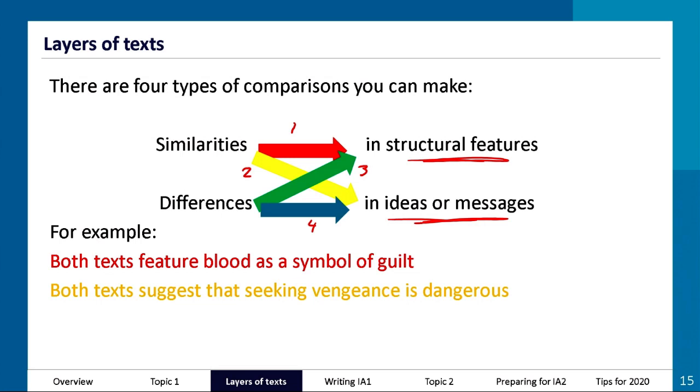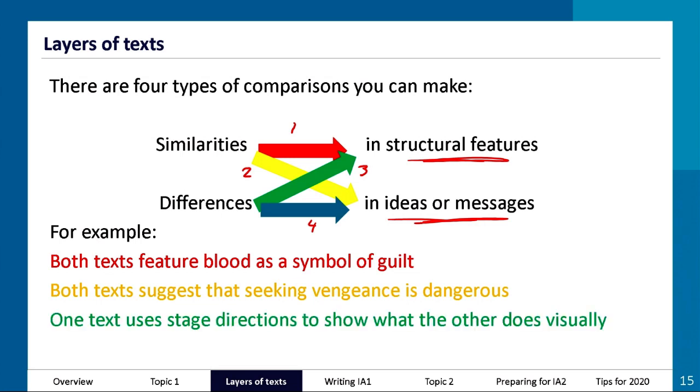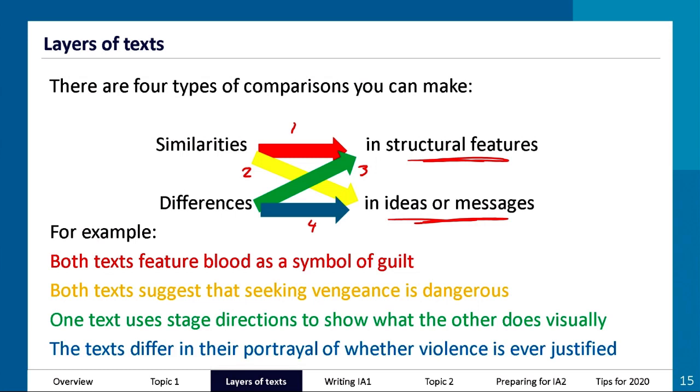Then we have similarities in ideas or messages. So this is like a similar theme or a views and values concern. Both texts suggest that seeking vengeance is dangerous. Okay, that's a message that's consistent across 2 texts. Then we have differences in structural features. So one text uses stage directions, because it's a play, to show what the other one does visually, because it's a film or a documentary or a performance. Finally, differences in ideas or message. So the texts differ in their portrayal of whether violence is ever justified.